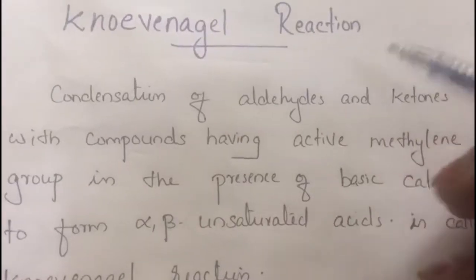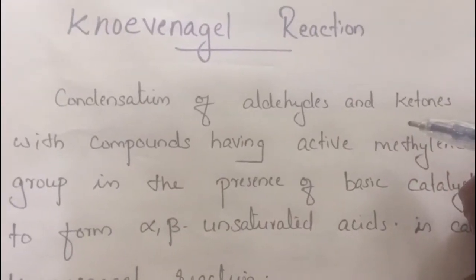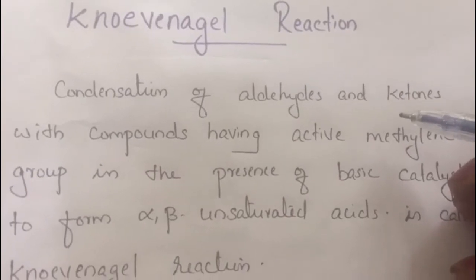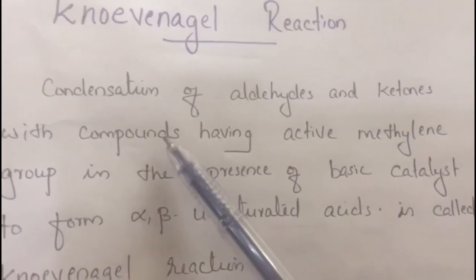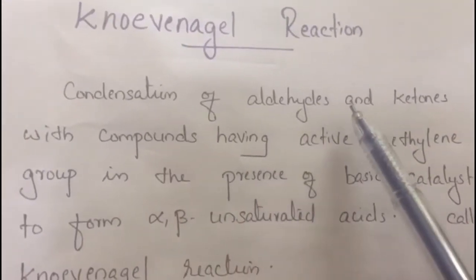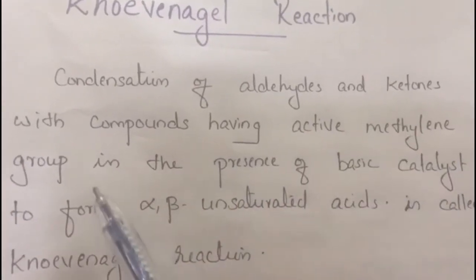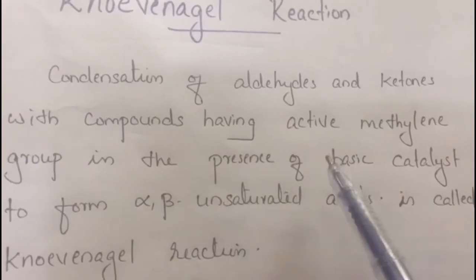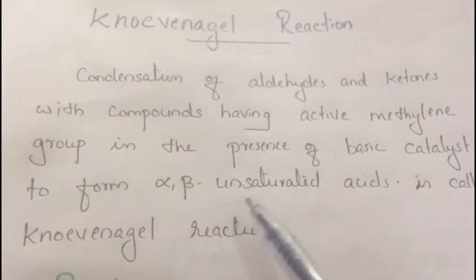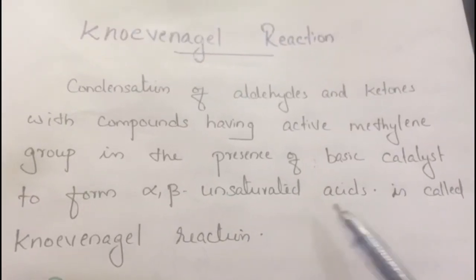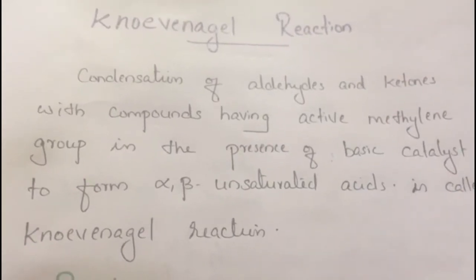Yes, students, today we are going to discuss the Knoevenagel reaction. The definition of this reaction is the condensation of aldehydes and ketones with compounds having an active methylene group in the presence of a base to form alpha beta unsaturated acid. This is called the Knoevenagel reaction.